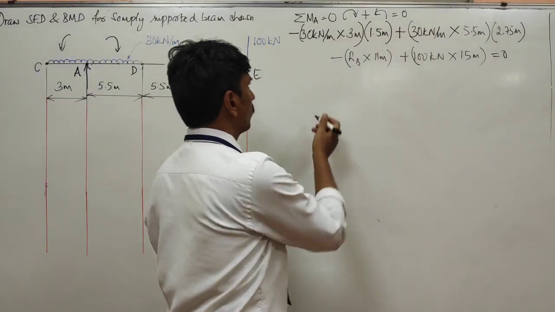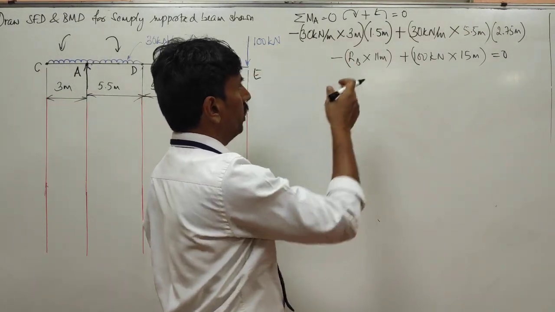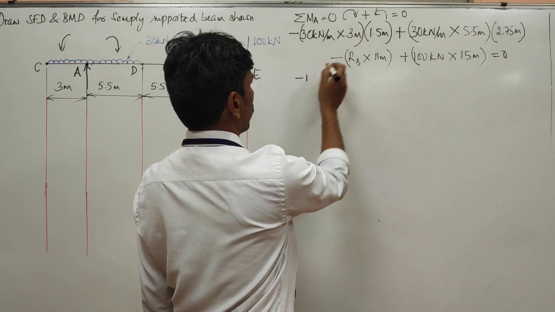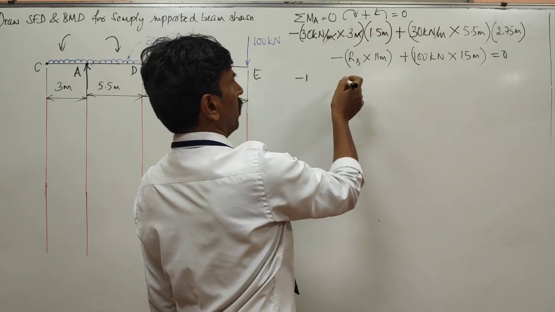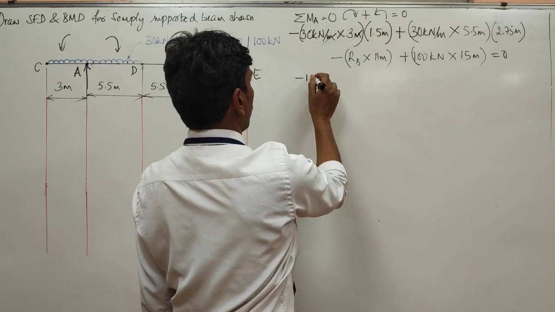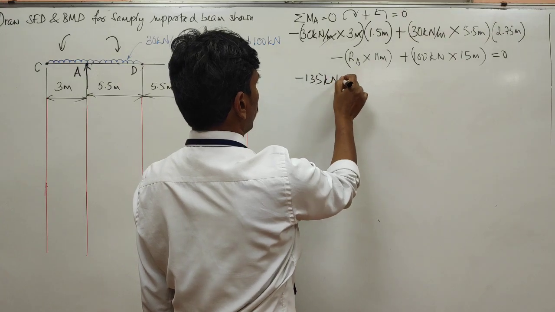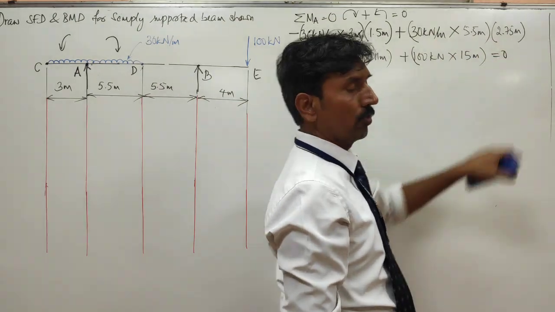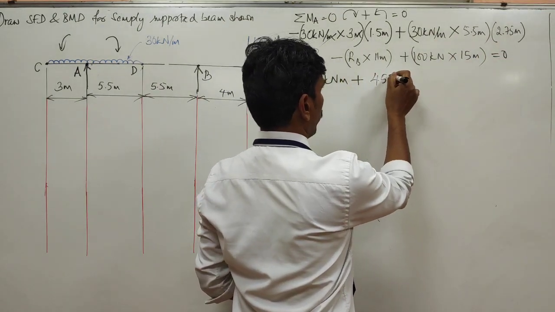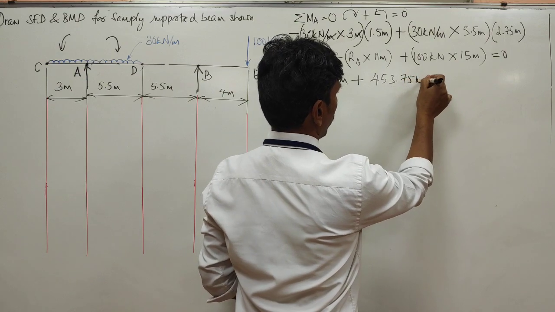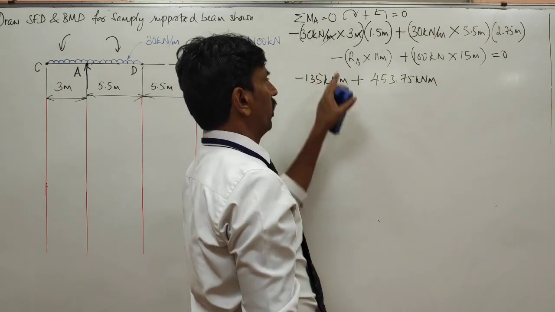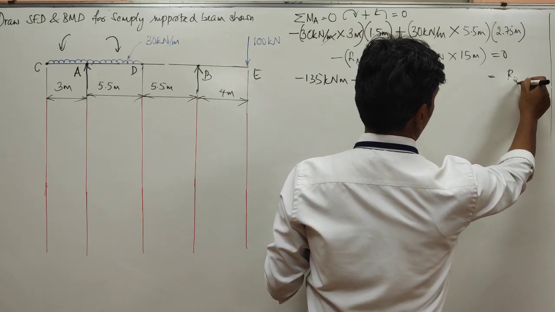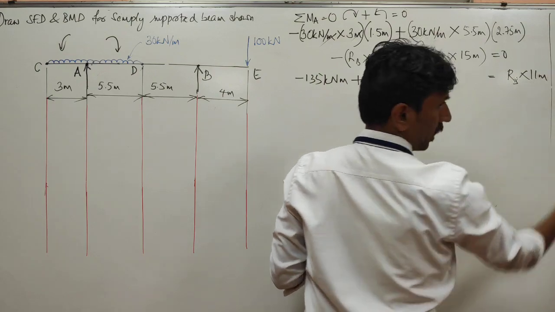So to find RB, 30 into 3 is 90. 90 into 1.5 is 135. So this is minus. Here meter cancels away. So what is left is minus 135 kilonewton meter plus, what is this value? 453.75 kilonewton meter minus, so minus RB can be taken to other side. RB into 11 meters can be taken onto the other side.